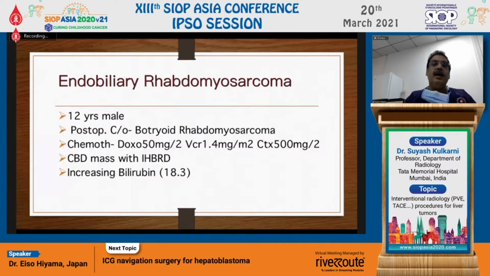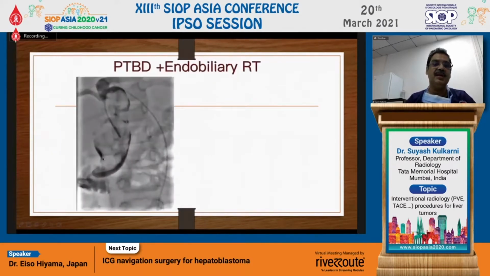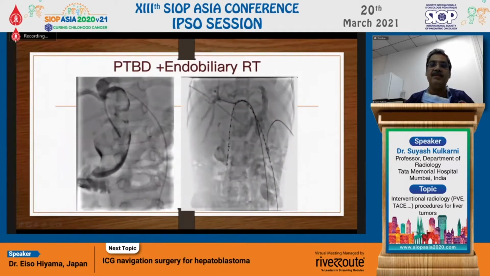Some rare cases like endobiliary rhabdomyosarcomas are encountered where even after chemotherapy, there is significant intrahepatic biliary dilatation with increasing bilirubin. The plan for this patient was to do biliary diversion with endobiliary access for radiotherapy, stenting, and then further treatment. Now you can see the intrabiliary lesion causing biliary dilatation. This has been drained with percutaneous biliary drainage, and intrabiliary brachytherapy is offered to the patient.